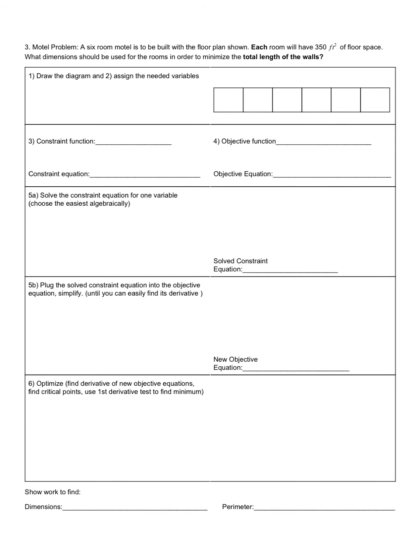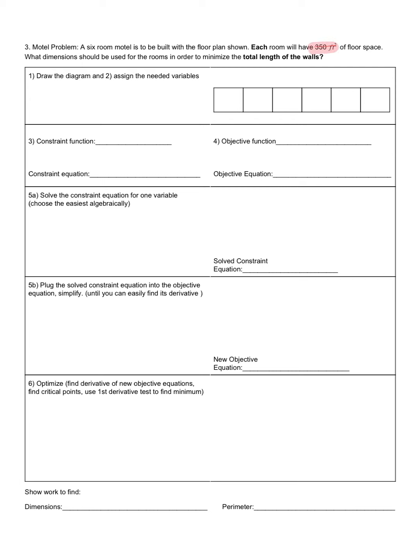Okay, problem 3, there's a little trick to this one. We're building 6 hotel rooms right next to each other. And the key word is each little room. Each of these rooms has 350 feet squared of floor space. So that is area. So this time, this is our constraint, feet squared.